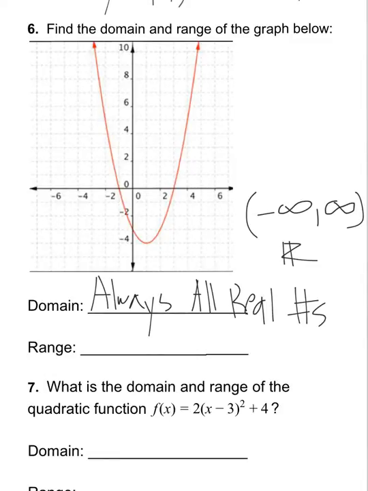Now range, it's going from this point and up. So only look at the y value. This y value is negative 4. So my range is y is greater than or equal to negative 4. Or you can write it as going from negative 4 in a bracket, because it's touching that, and it's going upwards, so to positive infinity. And that's simply the domain and range for number 6.